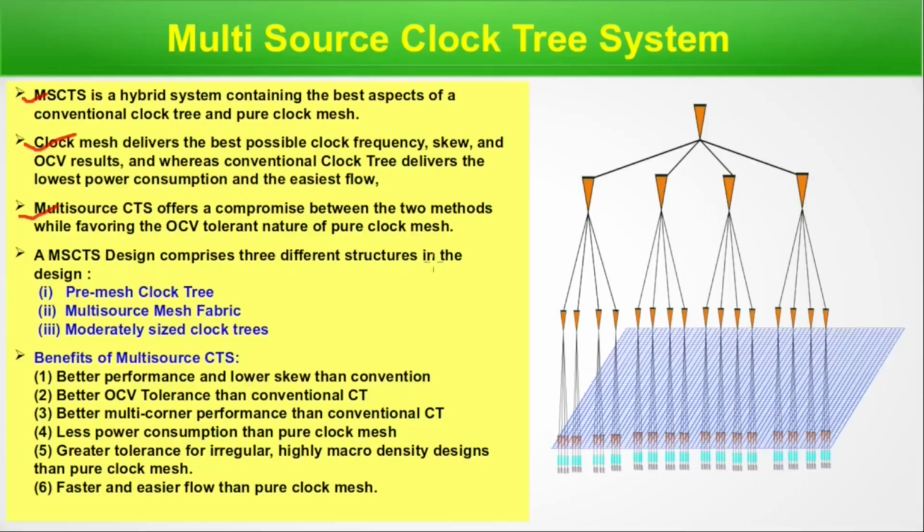An MSCTS design comprises 3 different structures: one is pre-mesh clock tree, multi-source mesh fabric, and moderately sized clock tree. Now, what are the benefits? Better performance and lower skew than conventional CTS. Better OCV tolerance than conventional clock tree, better multi-corner performance than conventional clock tree, less power consumption than pure clock mesh, and greater tolerance of irregular, high macro density designs than pure clock mesh. Faster and easier flow than pure clock mesh. It's taking benefit of both structures, conventional clock tree and clock mesh.